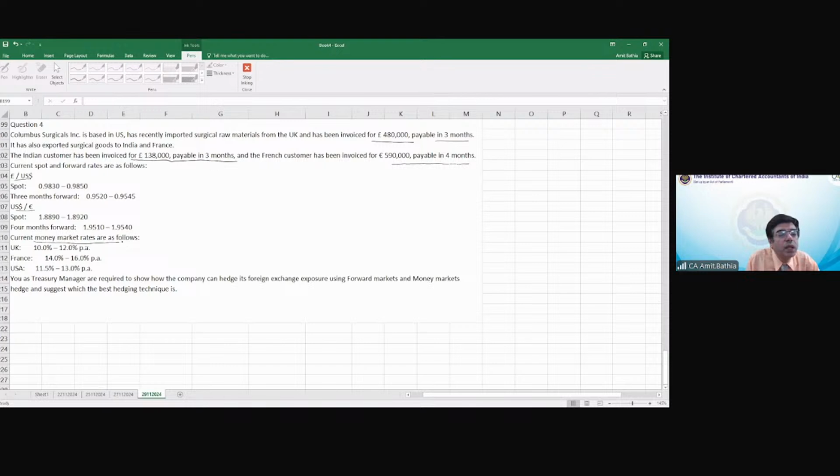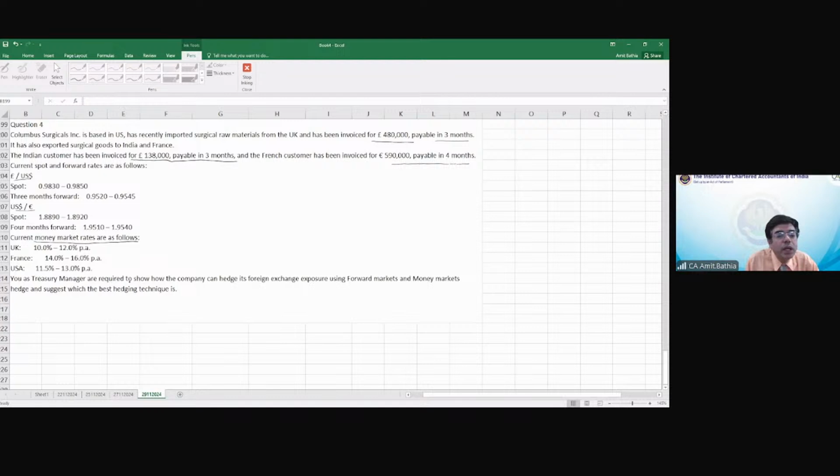So money market rates are as follows: 10% to 12% per annum, 14%, 16% per annum, 11.5 to 13% per annum, which means this is your bid rate. If you are going to invest, then you will get this rate. If you want to borrow, then you will get this rate. So if you are investing, you will get 10%. If you are borrowing from a UK bank, you will get it at 12% per annum.